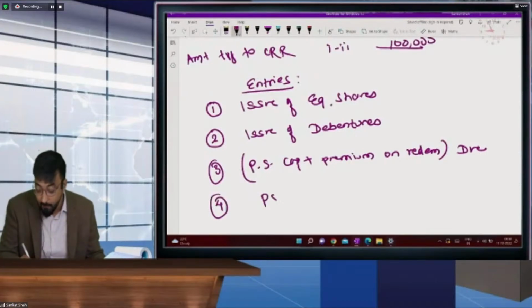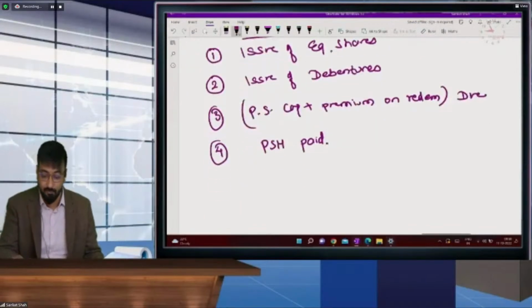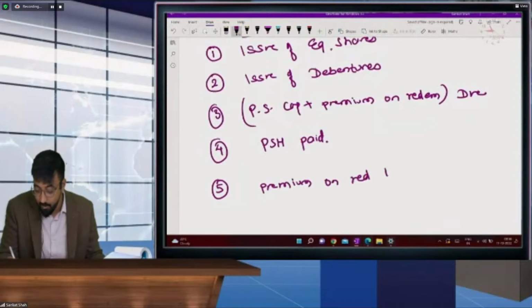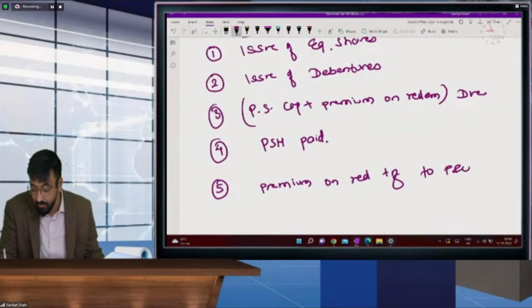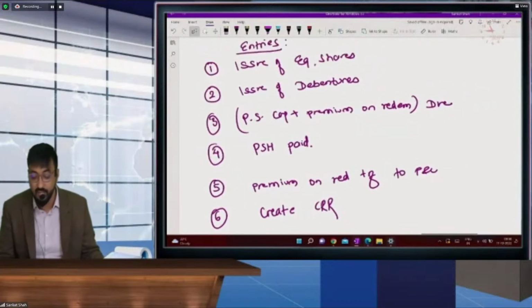Fourth entry, preference shareholder paid. Please have patience till the last minute. Preference shareholder paid. Fifth entry, premium on redemption transferred to P&L, and last entry, create CRR. So entries are very easy. 6 entries are there for 10 marks.